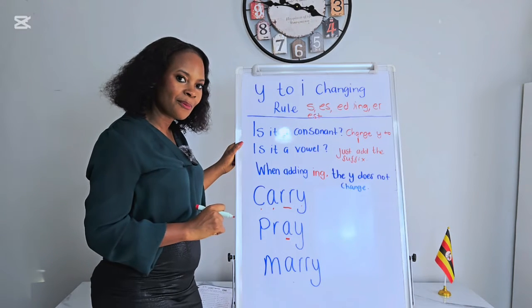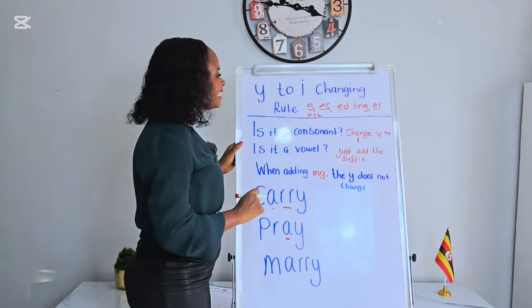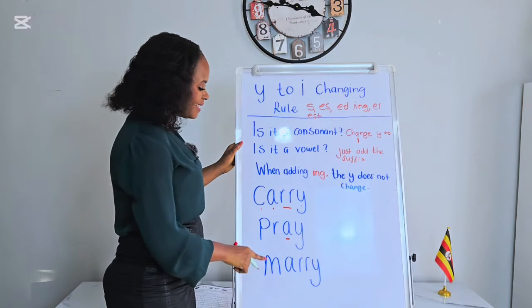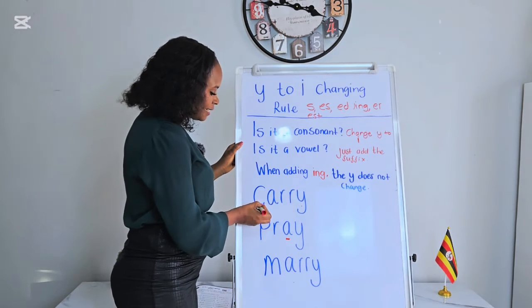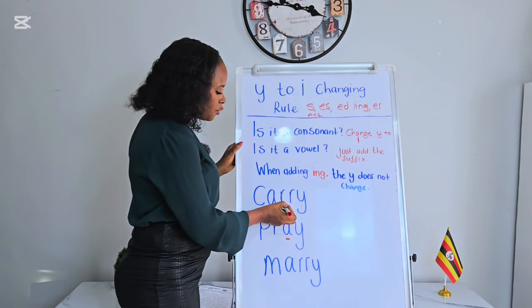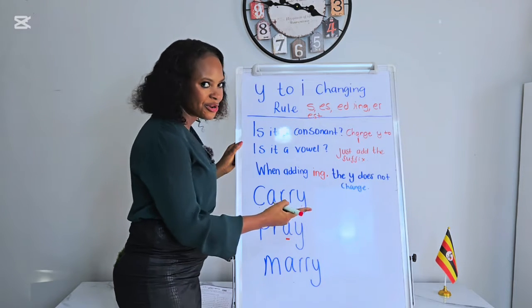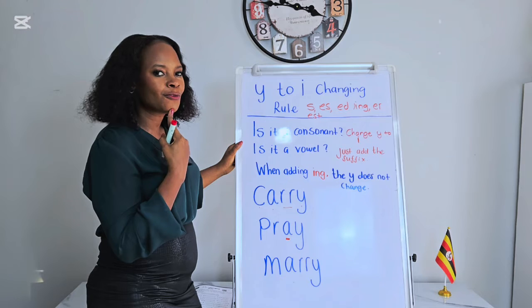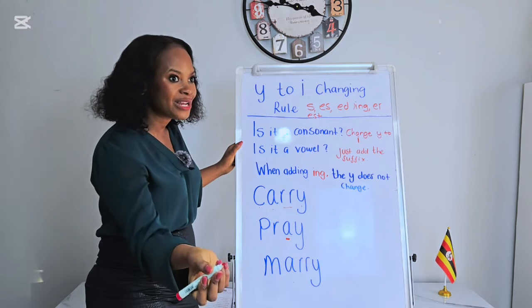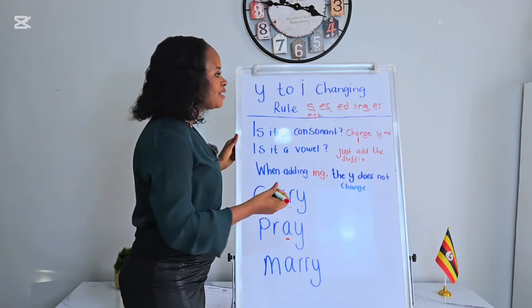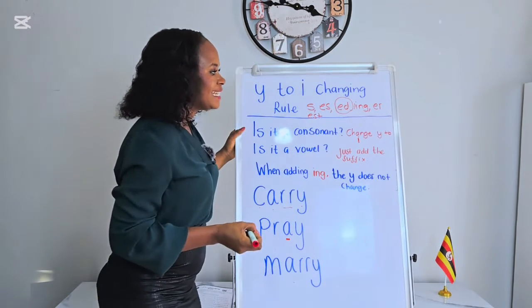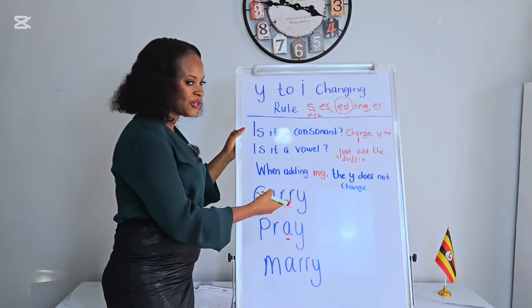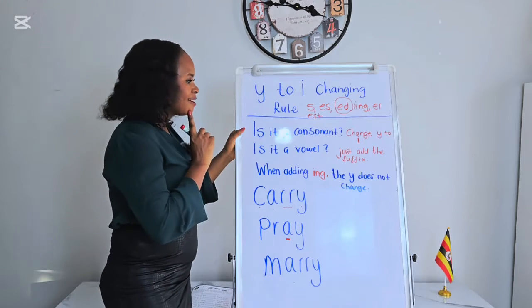Alright, let's have some practice by adding suffixes to these words. Alright, read for me this word. Let's go. K, A, R, E. Carry. What is the past tense of carry? Carried. Okay, that means we are going to add suffix ED to show its past tense.